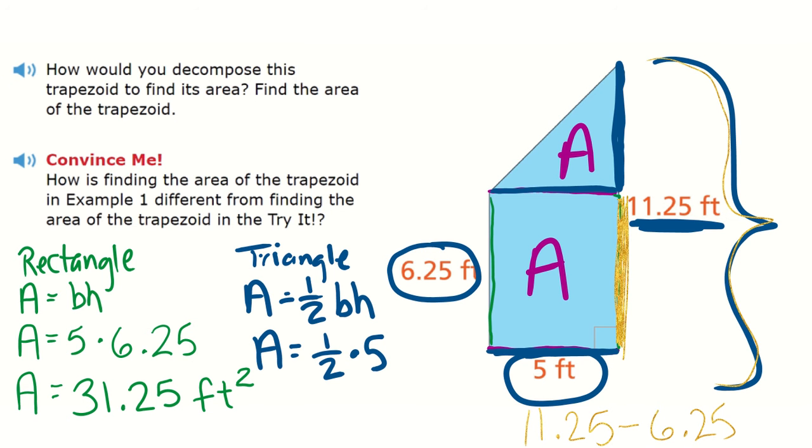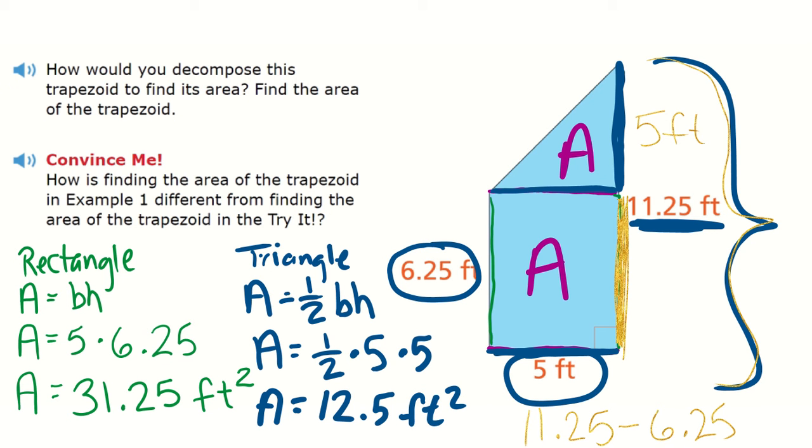So 11 and 25 hundredths minus 6 and 25 hundredths is going to give us 5. So 5 feet is the height of the triangle. So we have 1/2 times base, which is 5, times the height, which is 5. And if we do that, we can say 5 times 5 is 25, and half of 25 is 12 and a half. And it is 12 and a half feet squared.